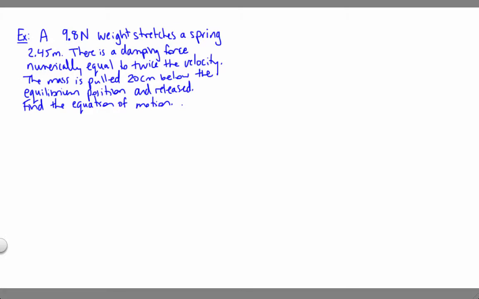Here's the example we're going to work through. A 9.8 Newton weight stretches a spring 2.45 meters. There's a damping force numerically equal to twice the velocity. The mass is pulled 20 centimeters below the equilibrium position and released. We want to find the equation of motion.